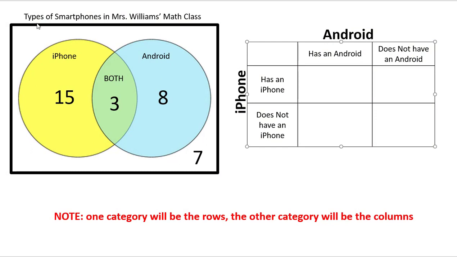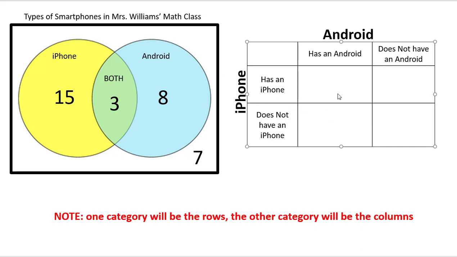So here we have the types of smartphones in Miss Williams' math class, and we have this information displayed using a Venn diagram. So most of you probably already know how to read a Venn diagram. We have our two circles. One represents iPhone, one represents Android, and the intersection represents the students who have both an iPhone and an Android. The number on the outside, the 7, means the students who do not have an iPhone and do not have an Android. So we're going to try to display this information in this table.